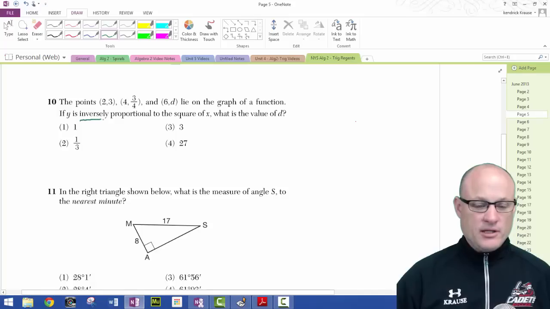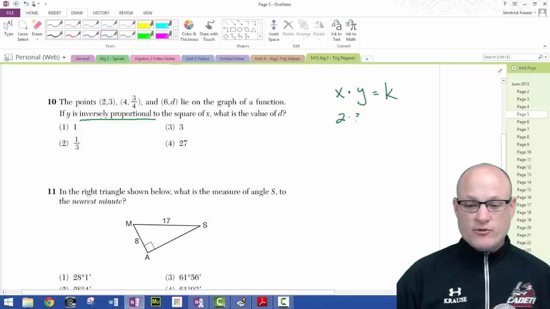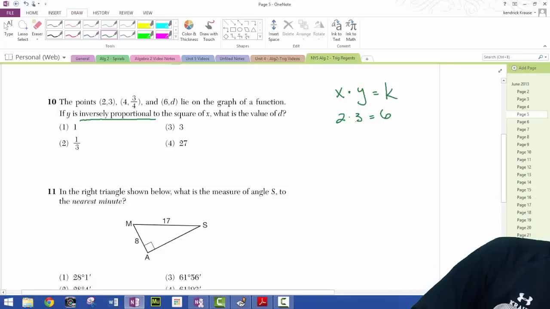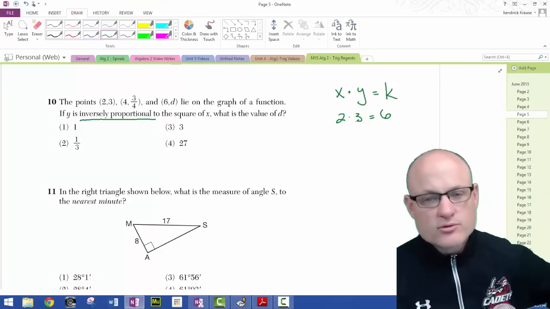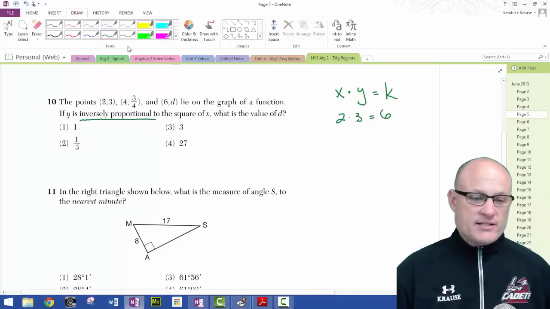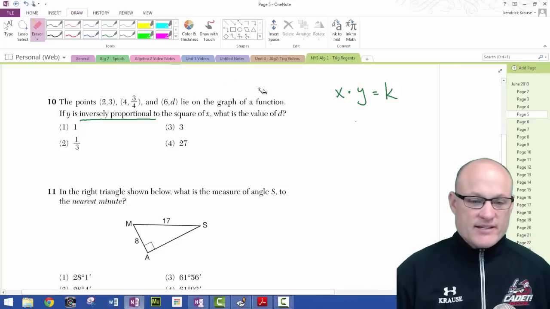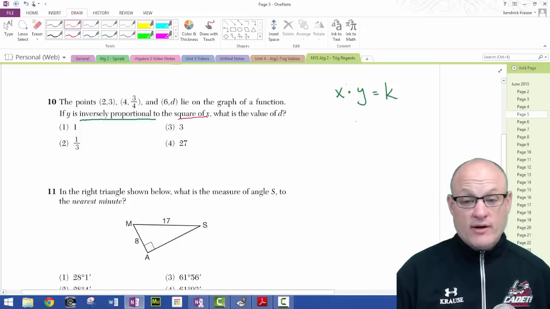Inversely proportional means that in your class you probably learned x times y is equal to some k value. In the first one, 2 times 3 equals 6. Oh, let me go back. This is still true. I just misread the question. It's inversely proportional to the square of x. Not square root, but the square of x. So we're going to square x times y and get k. So in this case, I get 2 squared times 3. And that's really 4 times 3 or 12.